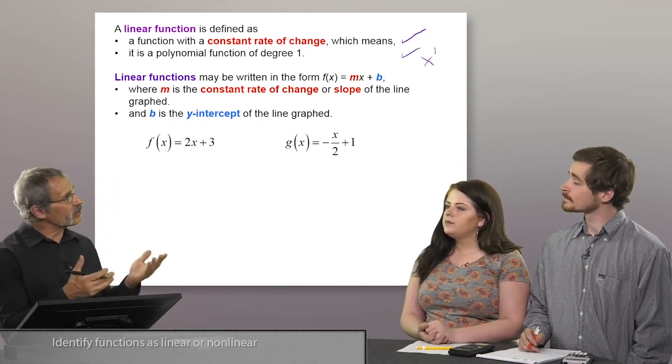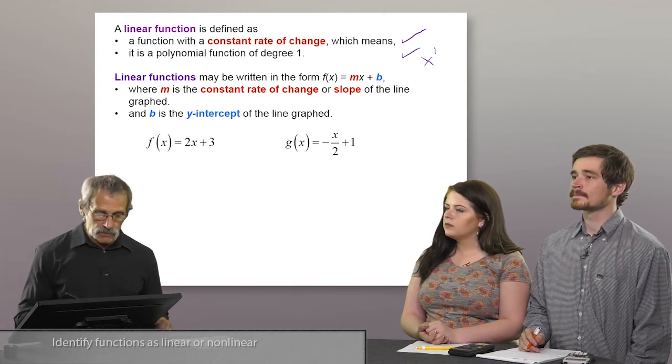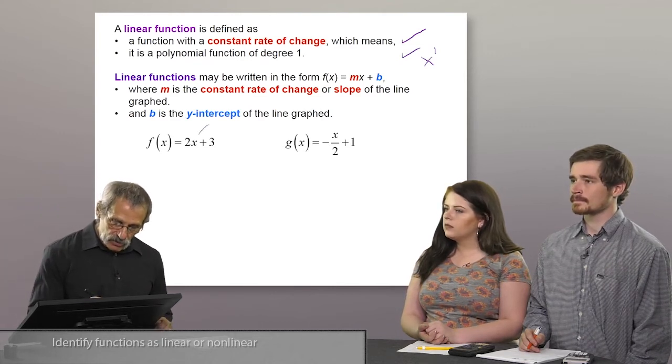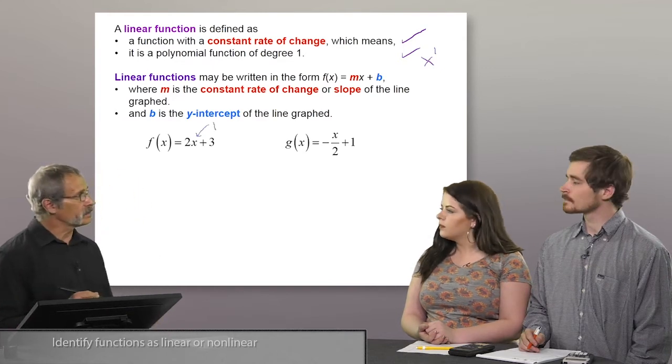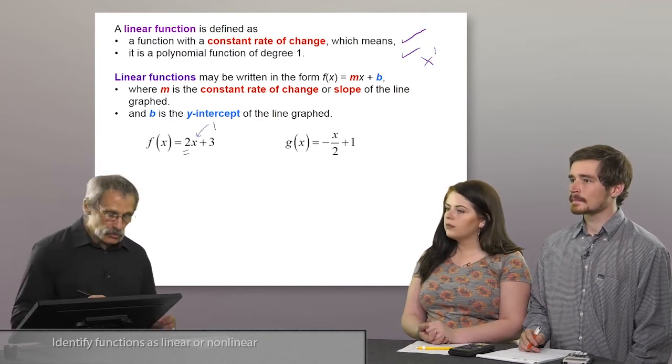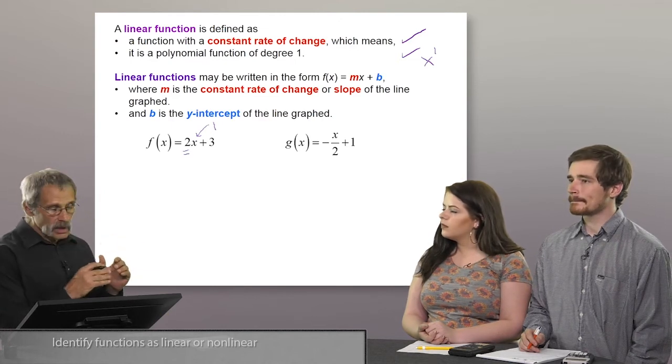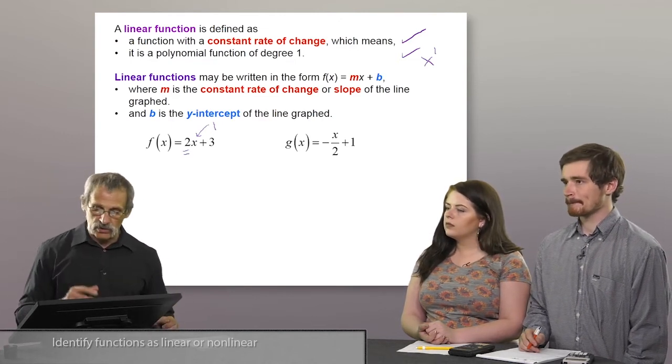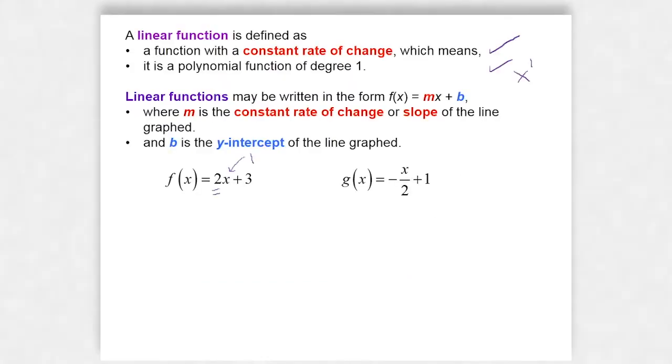Now here are 2 examples of linear functions. f of x is equal to 2x plus 3 is linear because the exponent on the x is a 1, and we have a coefficient 2, which tells us our slope. If I take a look at g of x, which is equal to negative x over 2 plus 1, if I take a moment to rewrite g of x as negative 1/2 times x to the first plus 1, very quickly I see my exponent on the x being a 1. It's the only term with an x, and the coefficient is negative 1/2.